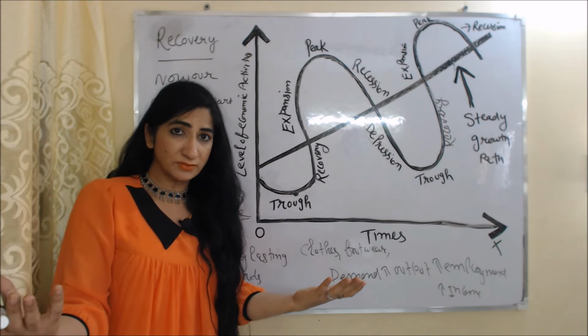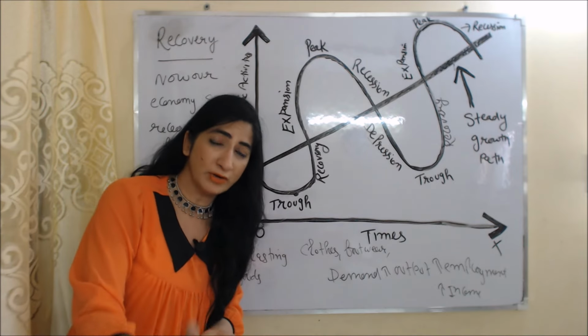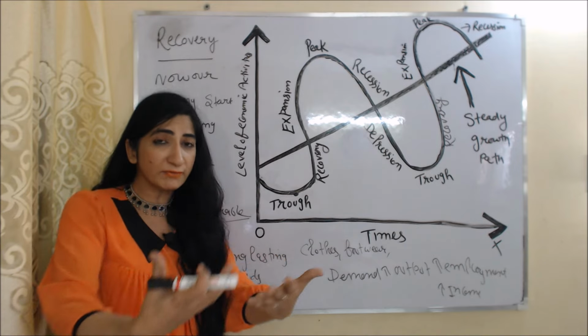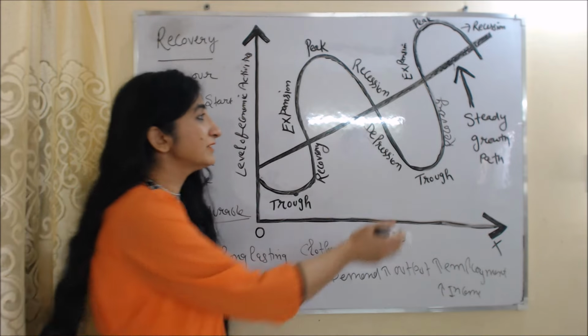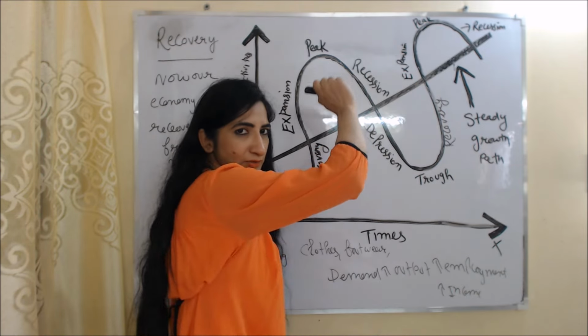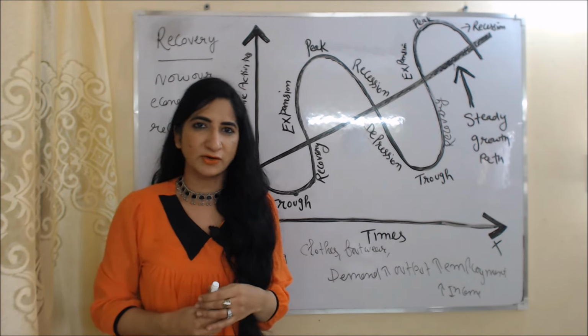So demand increases more. As demand increases, output increases, output increases, employment increases, employment increases, income increases. Meaning now the economy starts recovering from negative growth rate, and our recovery will continue until we reach this steady growth path. Okay, this is all about meaning, types and phases of trade cycle.